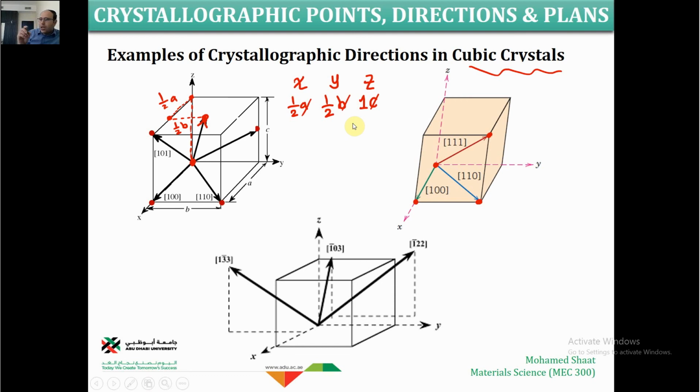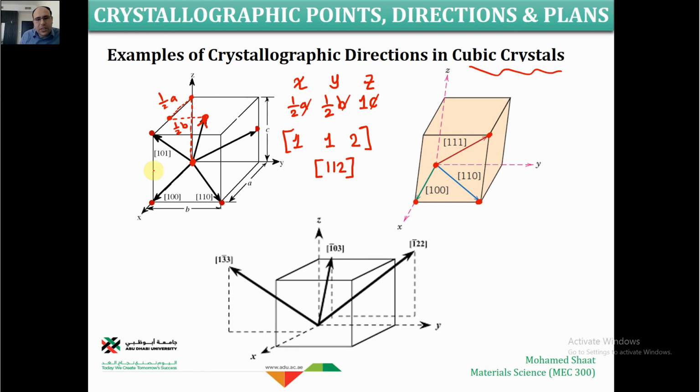Remember that since we are dealing with crystallographic directions, these halves, we should get rid of them. We should use integer indices. So it means that you're going to multiply all the indices by the largest denominator. The largest denominator is 2. So you're going to multiply all of them times 2. So 2 times half gives 1, and 2 times half gives 1, 1 times 2 gives 2. And then you're going to confine them in a square bracket. So it should be written like 1, 1, 2.